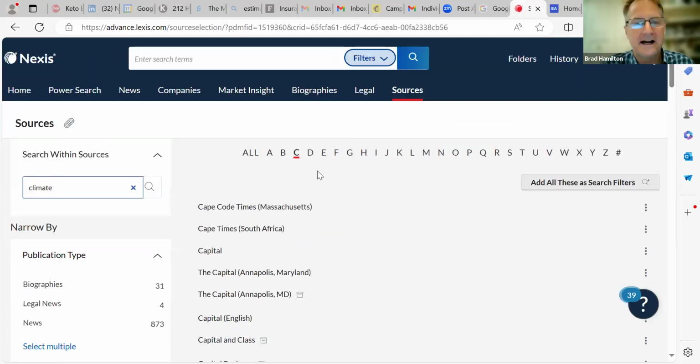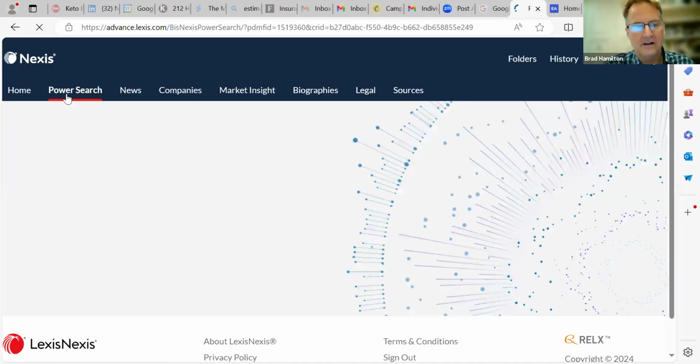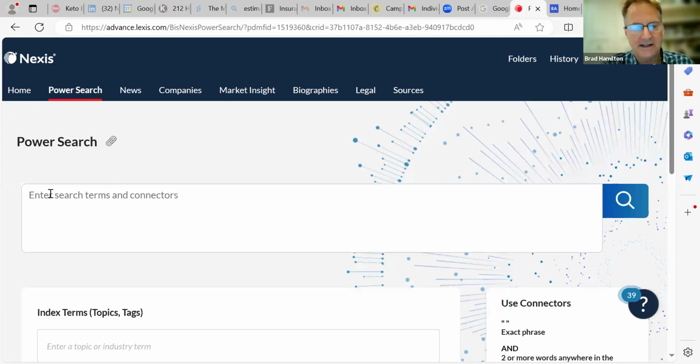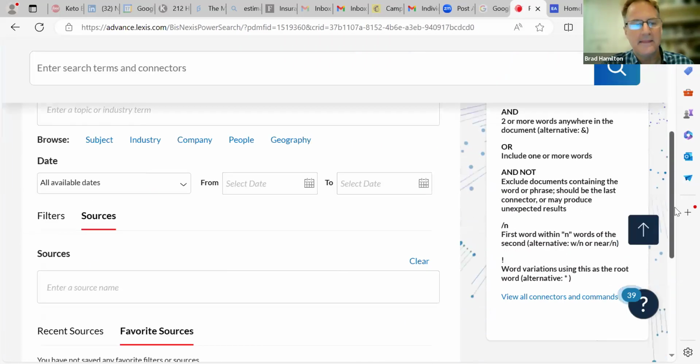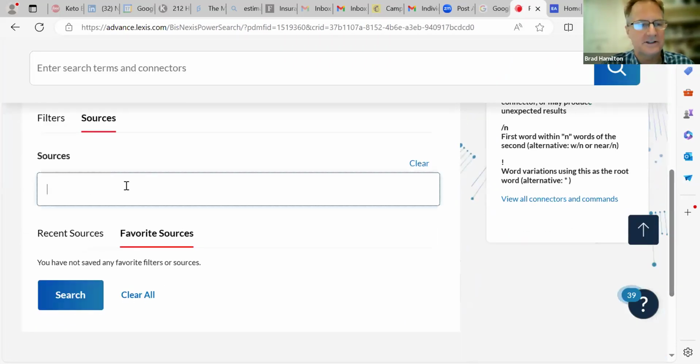Okay, let's just go back for a second to the power search. So she's looking for climate change. She could put climate change in here as a term, again, in quotation marks, and maybe another area specific interest of hers, right? So she can do that search. And then she's going to do another search to the sources and start typing in all of those publications that we found that could be helpful to her. All right, she can do it that way.